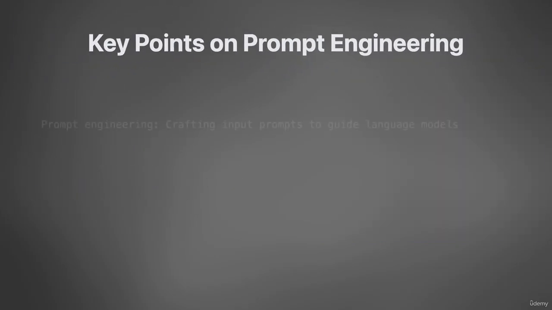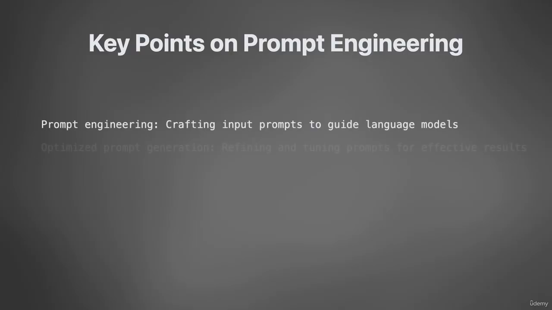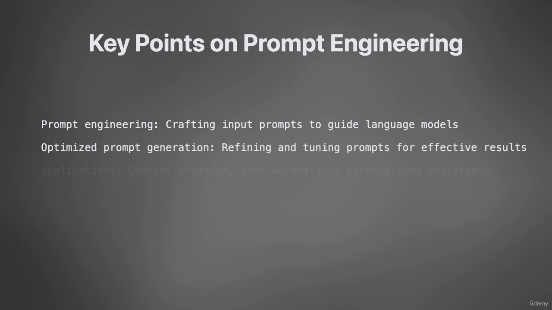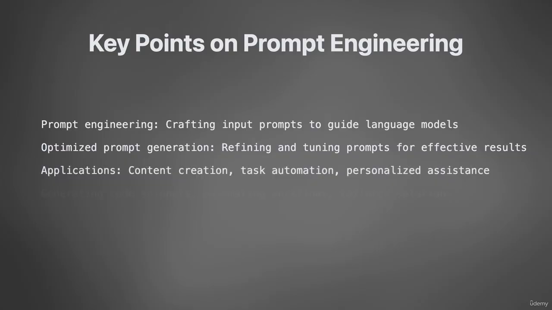To summarize the key points covered in this presentation: 1. Prompt engineering is the art of crafting input prompts that guide language models to generate desired outputs. 2. Optimized prompt generation involves refining and tuning these prompts to achieve the most effective and relevant results. 3. Real-world applications of optimized prompt generation include content creation, task automation, and personalized assistance. 4. Prompt engineering can be used to generate code snippets, automate workflows, and provide tailored solutions to individual needs.